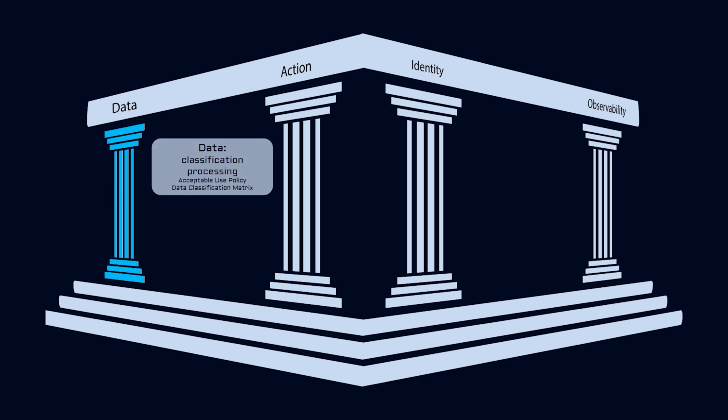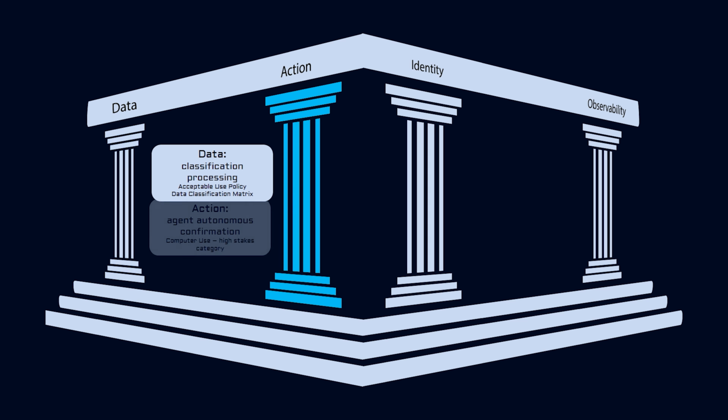The 4 pillars are data, action, identity, and observability. The data pillar names what classifications may be processed in Cowork during a pilot, what may not, and what happens at the boundary between approved and excluded. The operational document for the data pillar is the acceptable use policy. Its companion is the data classification matrix.